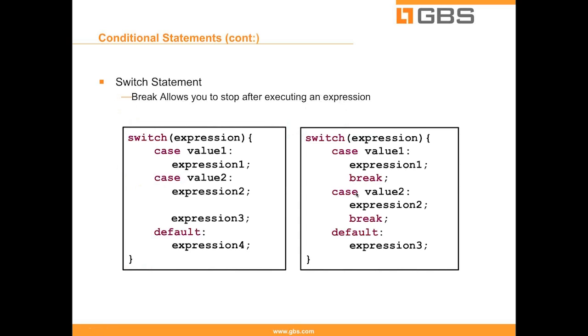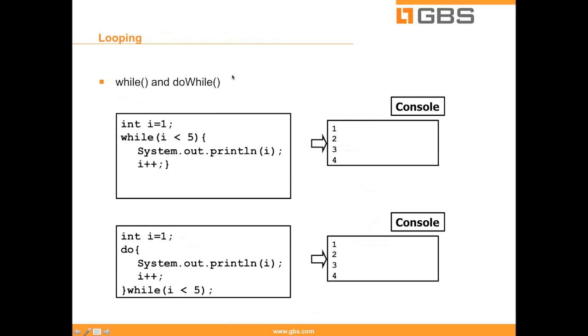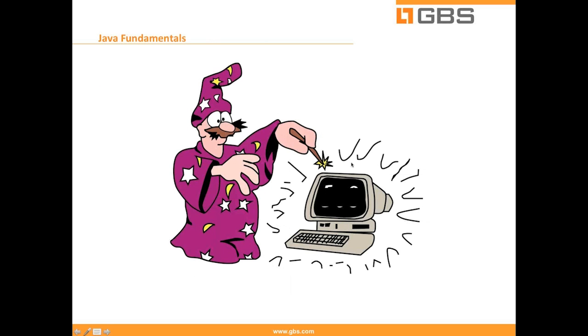We have switch statements just like in LotusScript. Break allows you to stop after executing an expression. Those are out there and those are available. Again, if you don't, then all of the expressions get evaluated, so you want to make sure that you drop your breaks in there. Looping structures, additional looping structures, while and do while, same thing. I can say while, and that'll execute as long as that condition is true. I can say do, which means the code will always execute at least once, and then test at the end. That's a do while loop, very, very similar to LotusScript.